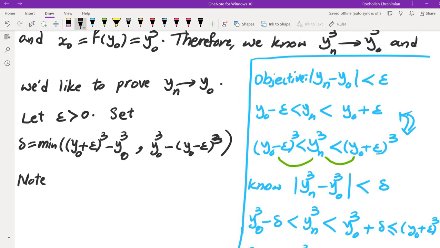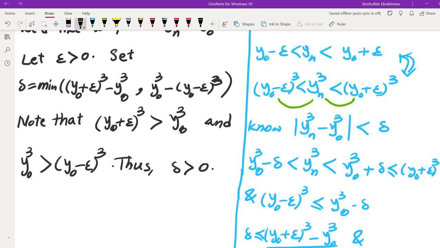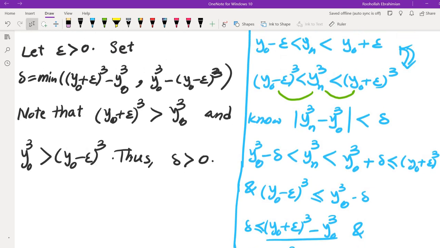Note that (y0 + epsilon)^3 is greater than y0^3 and y0^3 is greater than (y0 - epsilon)^3. Thus delta is in fact positive. So this delta is positive.